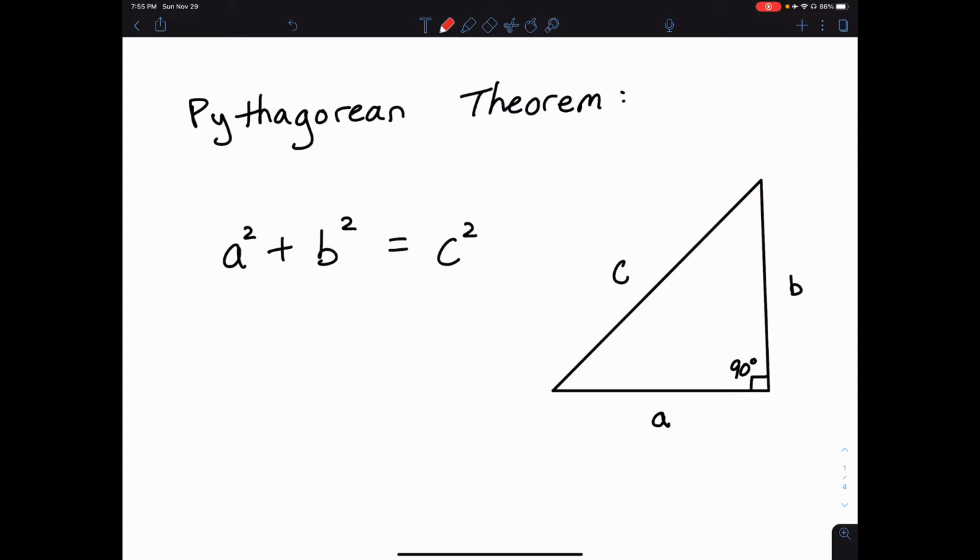Well, let's find out. The Pythagorean theorem is normally given by a squared plus b squared equals c squared. Now, what do a, b, and c stand for? Well, a and b are known as the short sides, and the short sides are always known as the legs. C is the longest side, and the longest side has a name, and we call that the hypotenuse.